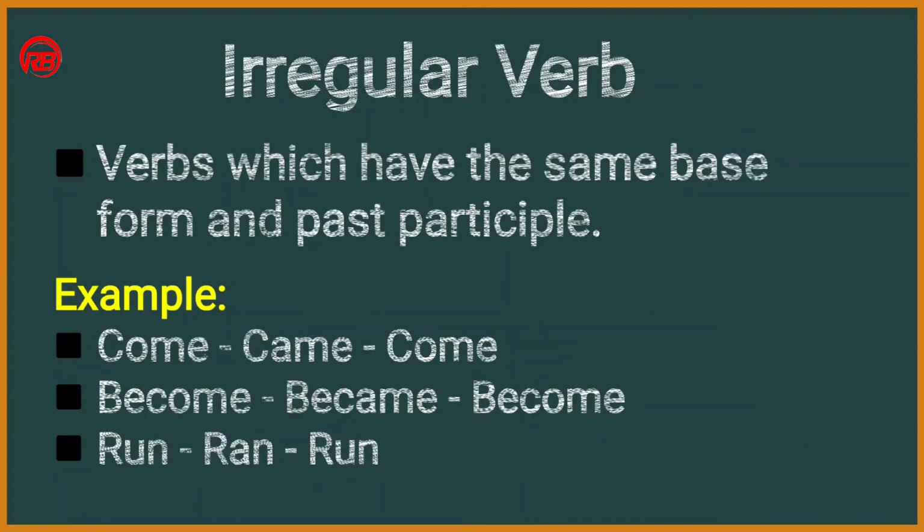And in the next one, verbs which have the same base form and past participle. Here the verb 2 will be changed, but base form and past participle will never change. For example, come, came, come, become, became, become, run, ran, run.